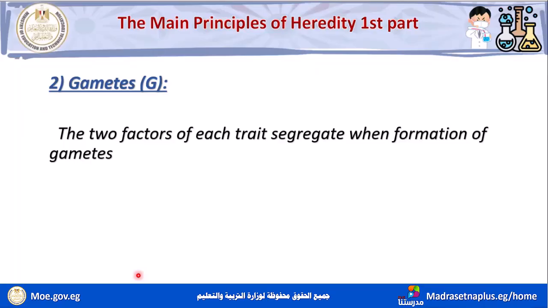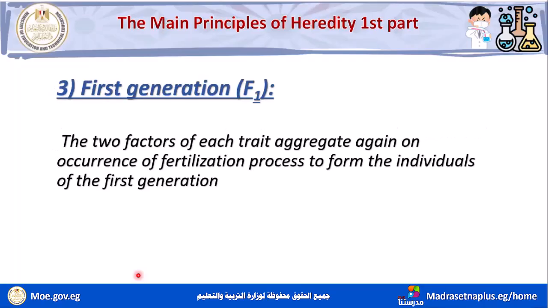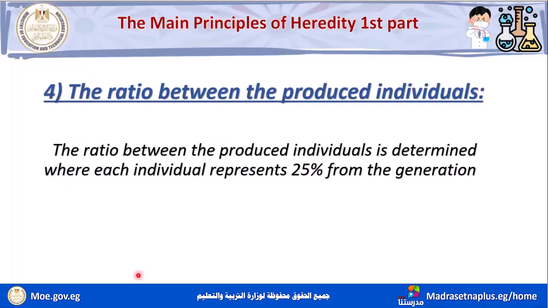Number two, gametes, G capital. The two factors of each trait segregate during the formation of gametes in meiosis division, okay? Number three, first generation or F1: the two factors of each trait aggregate again on occurrence of the fertilization process to form the individuals of the first generation. Number four is the ratio between the produced individuals. The ratio is determined where each individual represents 25% of the generation. Okay?